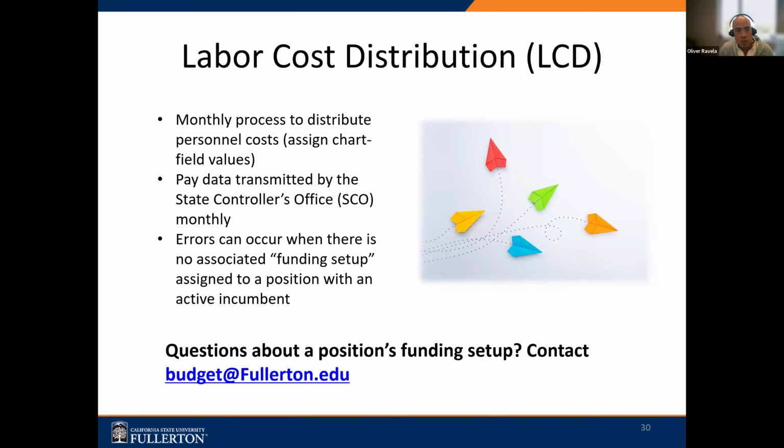What it does is we receive on a monthly basis pay data from the state controller's office. That pay data is assigned chart field values by our system, and that information is posted monthly as part of the month-end process. One of the things that can occur is if there's position data where there is no assigned set of chart field values, that may cause an error. That's something that we try to resolve.